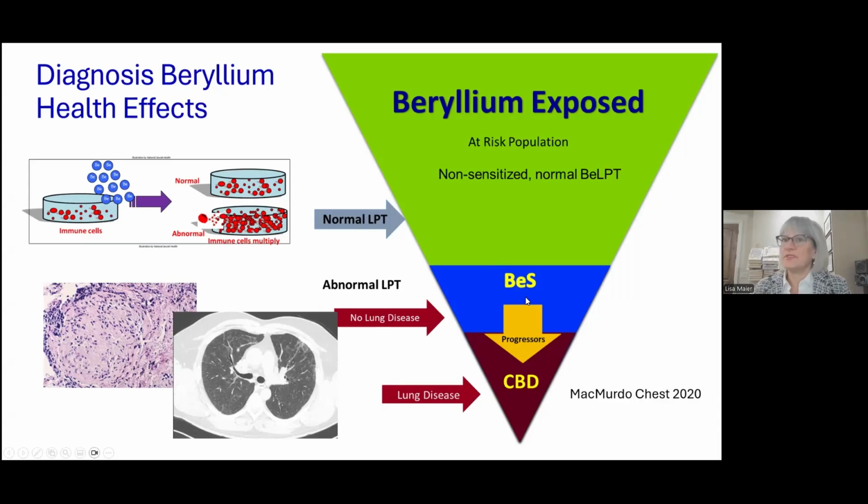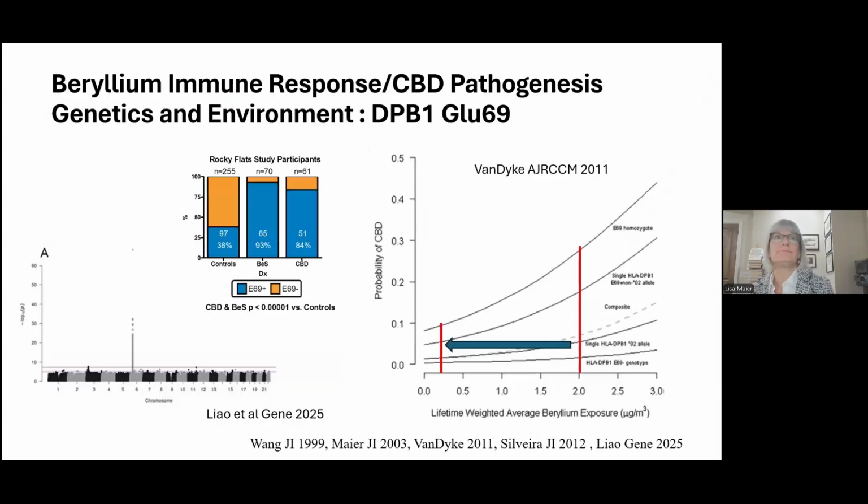We know that the people with sensitization don't have lung disease, and that there are groups of people that we will identify with sensitization who may go on to develop the granulomatous disease, chronic beryllium disease. And sometimes people present right away with chronic beryllium disease, as our patient did. So we've been studying the beryllium immune response and trying to understand it for many decades now. And one of the things that we and others have found is that there is this very strong genetic marker.